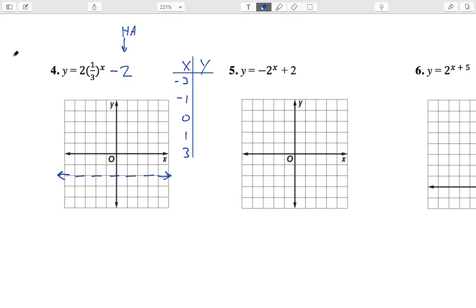Let's see, domain is our real numbers. That is going to be every single answer for that. Range, this is a positive A, so I'm going to be going up. So I'm going to be doing everything greater than -2. So y is greater than -2.